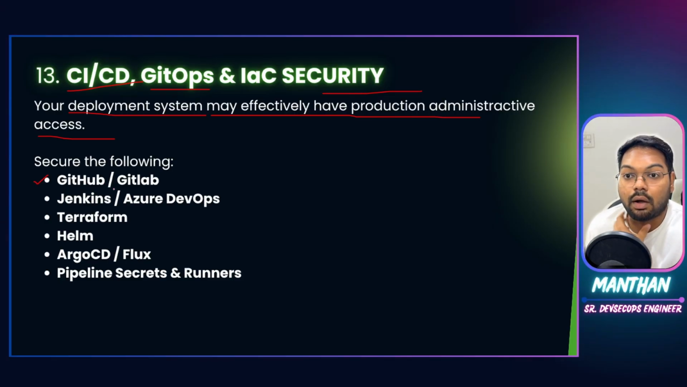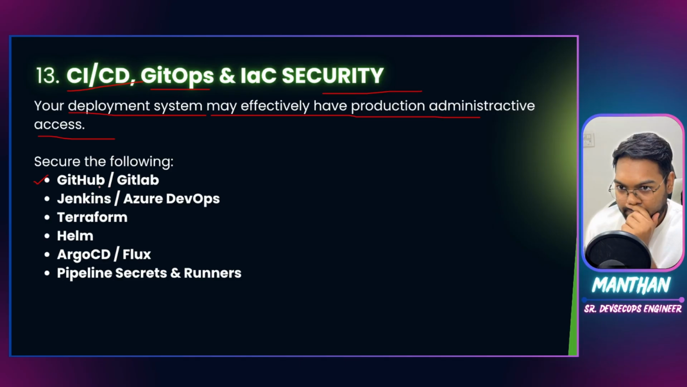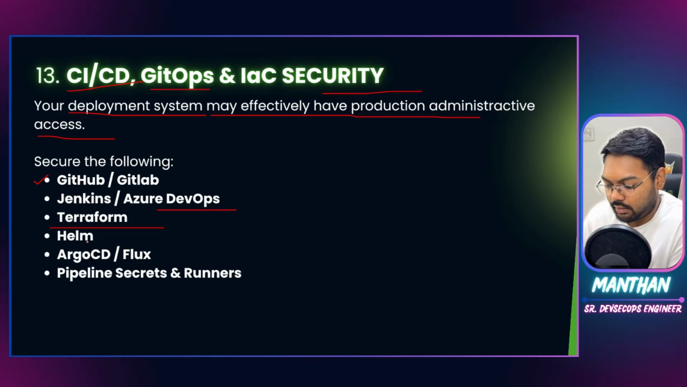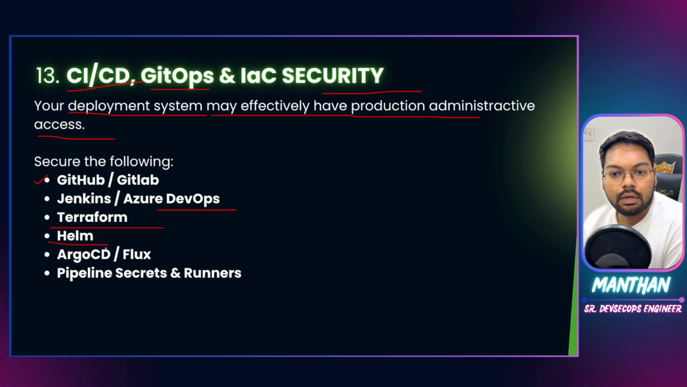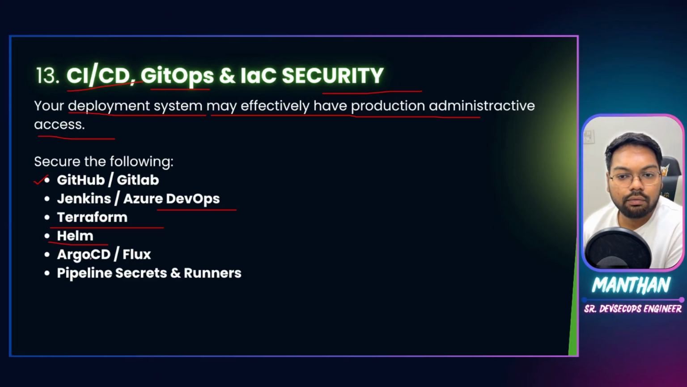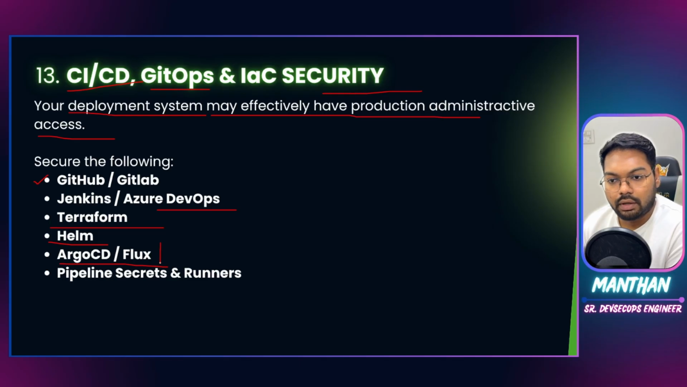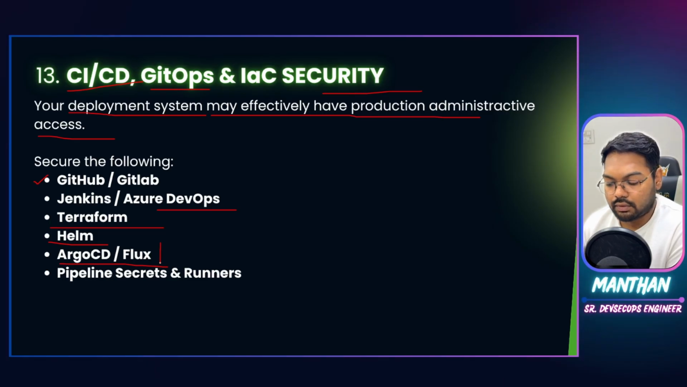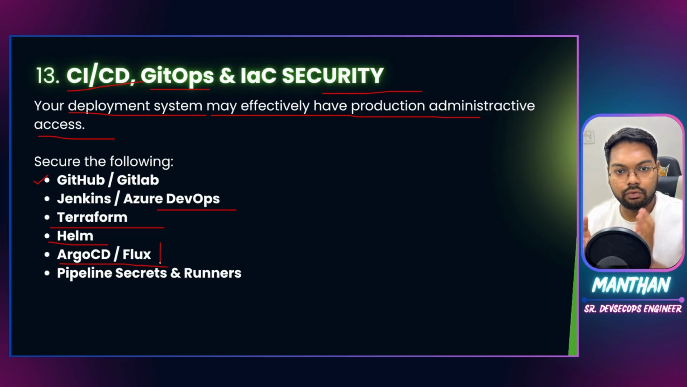to your accounts. So GitHub and GitLab, then Jenkins, Azure DevOps pipeline, then Terraform scripts. Someone should not be able to run a TF destroy, the Terraform destroy command. Then Helm, if that is being used, the charts should be secured. Then there is Argo CD or Flux that we use for continuous delivery of this state. You check the live cluster, and then you check the Git repositories, and then you try to manage all these things.